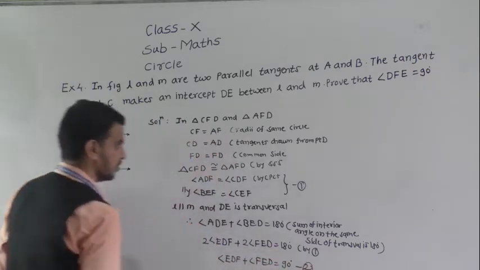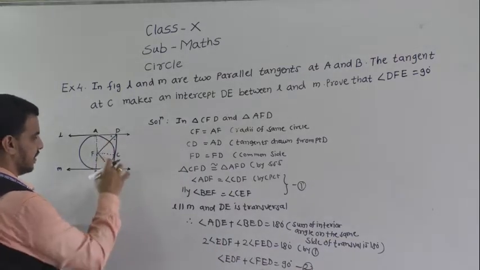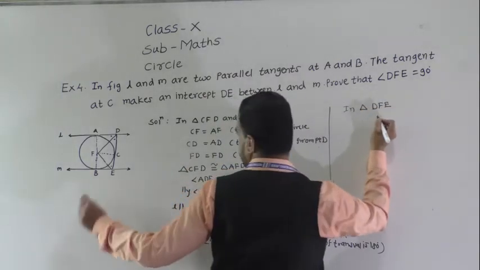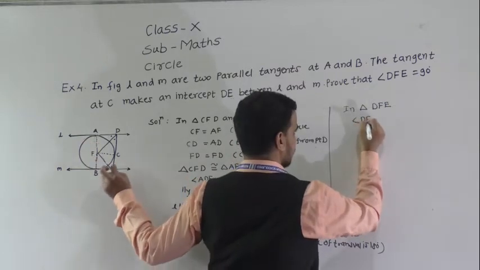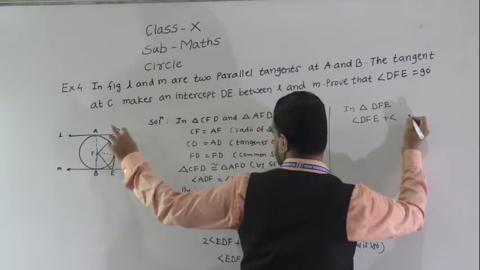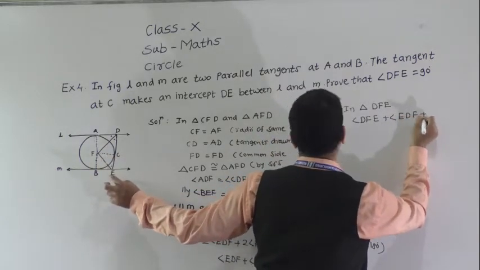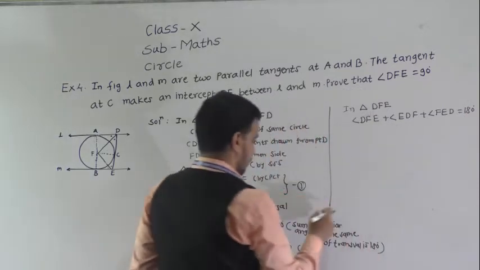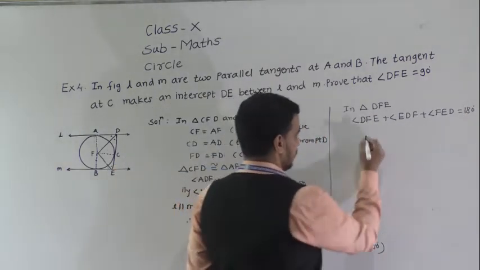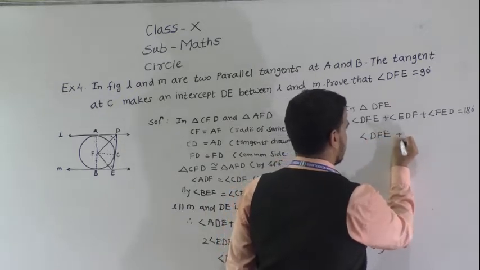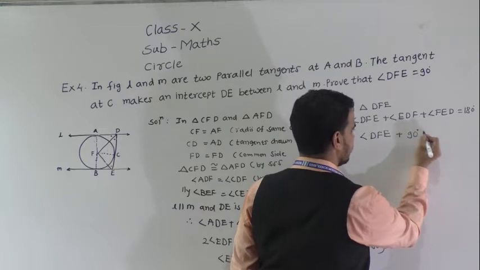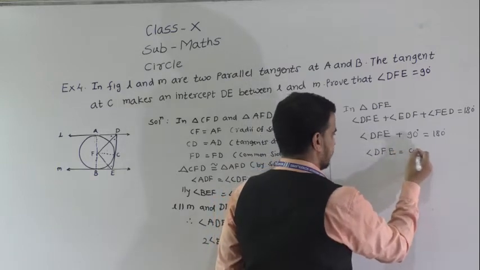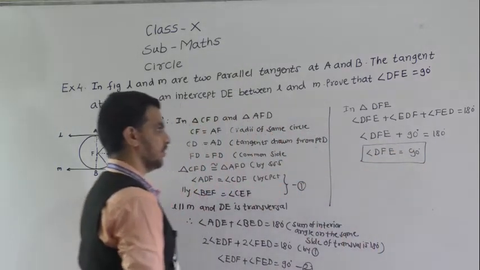Let us call this equation number 2. Now if we use the angle sum property in triangle DFE, angle DFE plus angle EDF plus angle FED is equal to 180 degrees. But here EDF and FED sum is 90 degrees, so angle DFE plus 90 is equal to 180 degrees. So angle DFE is equal to 90 degrees. So this is the proof. Now we will take the next example.